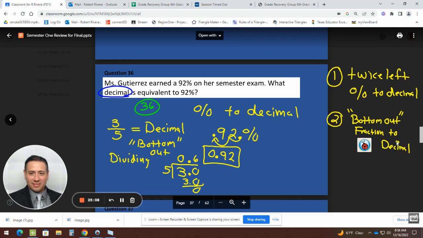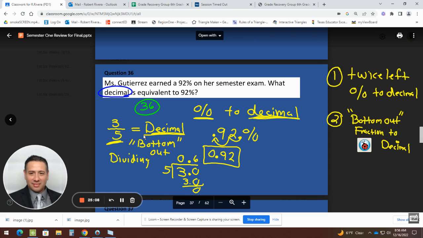Anytime you want to go to decimal, there's only 2 things you can do. Twice to the left, if you're going from percent to decimal. From fraction to decimal, we're going to divide, bottom out. Okay? You will have one question about this on Monday. So the choices, some of them might be fractions, so that's why I'm telling you to bottom out those choices so you can know which one will match your decimal.